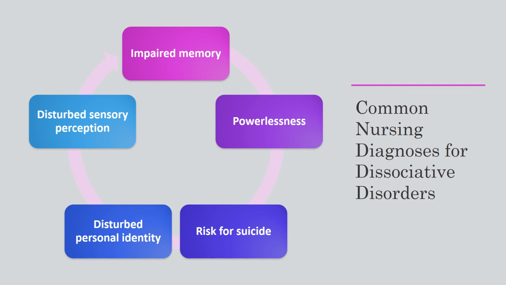So there are a couple of care plans in your book, at least one that is geared towards dissociative identity disorder, I think it is, or some sort of dissociative disorder. So just look at that and give yourself a chance to look at the interventions and things like that. But it's really similar to all the things that we've talked about thus far.